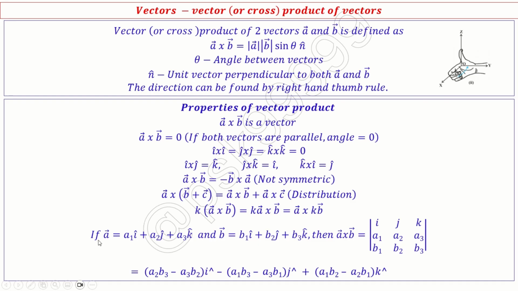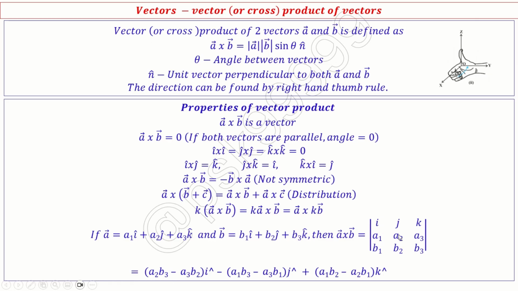Now, how do you find out the components of the vector product? Simple. If vector A is a1 i plus a2 j plus a3 k, and vector B is equal to b1 i plus b2 j plus b3 k, then vector A cross vector B equals the determinant. You write it in this format: first row i, j, k, second row a1, a2, a3, third row b1, b2, b3. You might already have learned the matrix determinant. If not, this is the formula here.